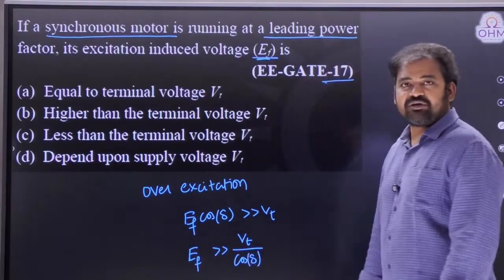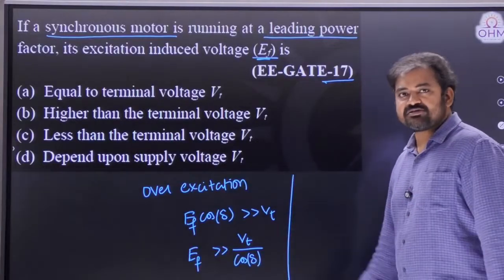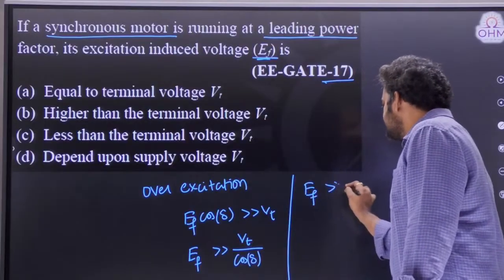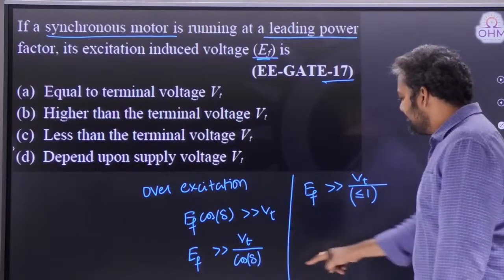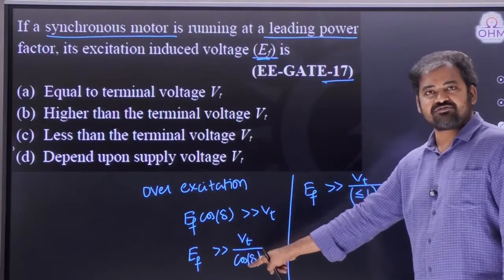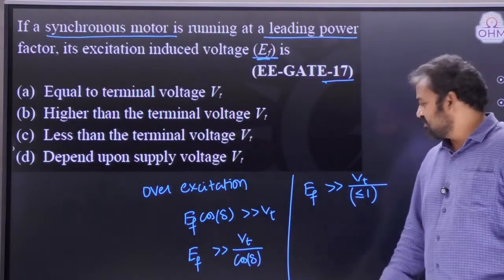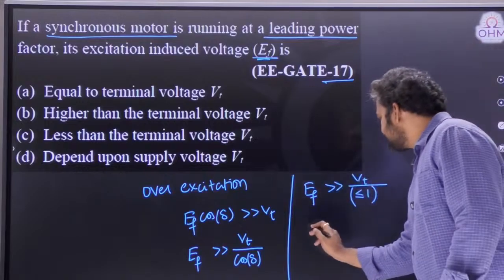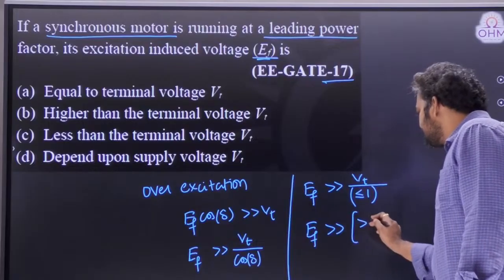EF is greater than VT by cos delta. We know for any value of delta except 0 degrees, cos delta is always less than 1. So EF is greater than VT by less than or equal to 1. If it is 0 degrees, cos 0 is 1. If it is some finite delta angle, it is less than 1. So 1 by less than 1, is it not greater than 1 again? So EF is greater than VT.